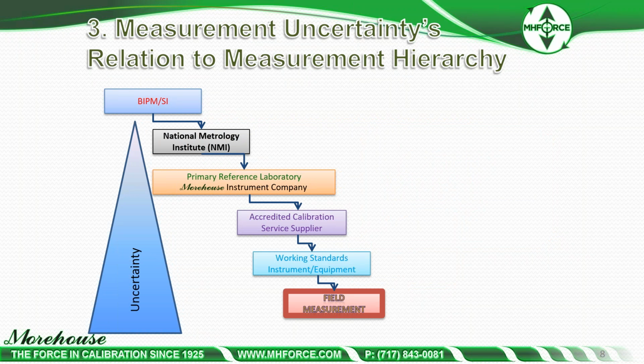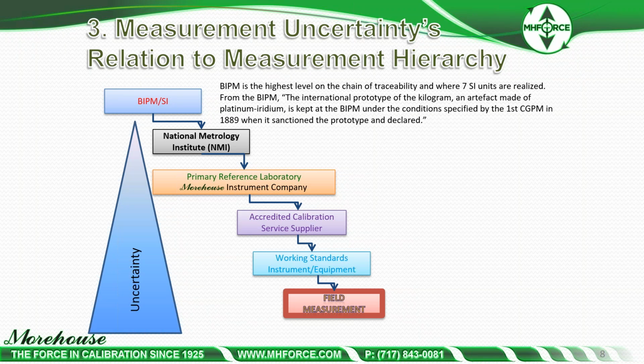If we examine this in greater detail, the BIPM is the highest level on the chain of traceability, where the 7 SI units are realized. The international prototype of the kilogram, an artifact made of platinum iridium, is kept at the BIPM under controlled conditions specified by the first CGPM in 1889, when it sanctioned the prototype and declared it.